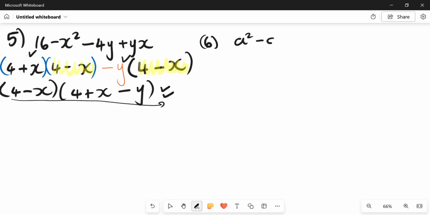A squared minus a minus b squared minus b. Let's group the first and the third term because I can see that we have a difference of two squares. And then we group the second and fourth. Fine. Done grouping. Now, difference of two squares.